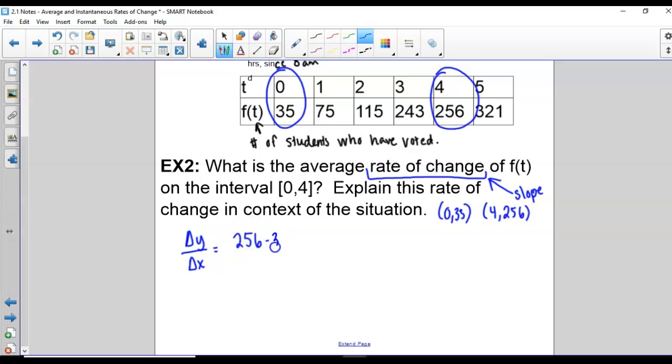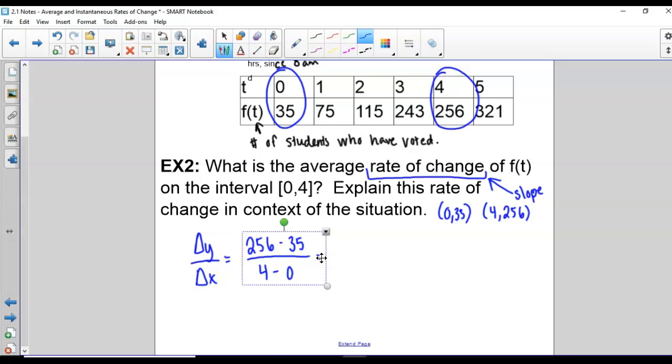So we would just do our slope formula. 256 minus 35, subtract your y's. Delta y over delta x equals 256 minus 35 over 4 minus 0. So that is going to give us, what is it, 221 divided by 4, which is going to give us 55.25.